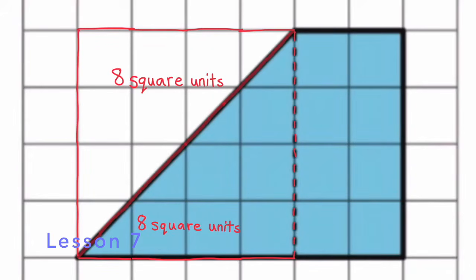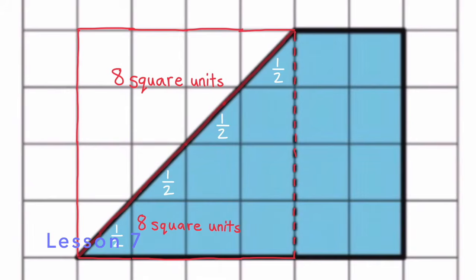And we can look at the rectangle on the right and see that its dimensions are 2 by 4, and 2 times 4 is 8. So the area of the rectangle is also 8 square units. I'm going to decompose the triangle and then rearrange it so that you can see that it has the same area as the rectangle on the right.